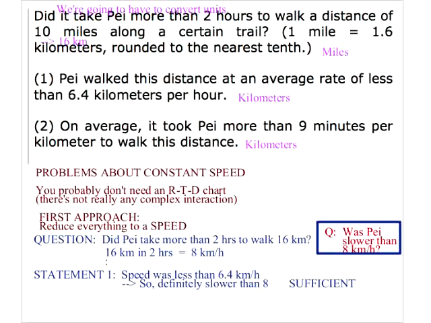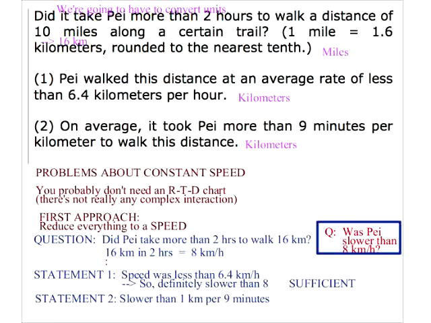Statement 2 says that it took more than 9 minutes per kilometer. So that means slower, because if he took longer than that much time, that means he was walking more slowly. So slower than 1 kilometer per 9 minutes. What we need to do is take minutes and do what with it? What do we have to do with 9 minutes? We have to convert it to hours.